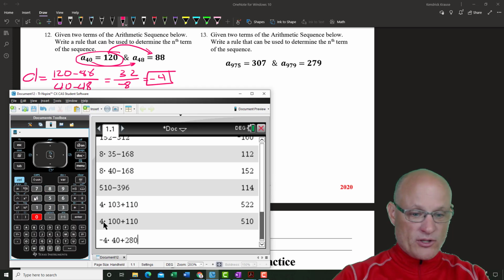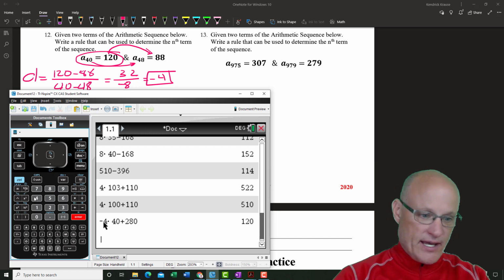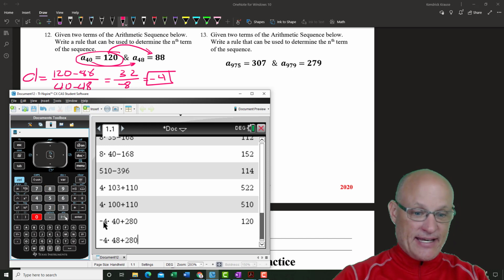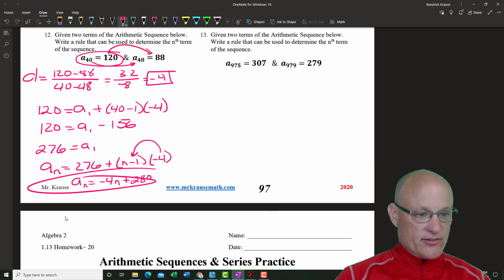Now hopefully this is 120. And then negative 4 times 48 plus 280. And hopefully this is going to be 88. Yes. And I know you can't see that, but there we got it.